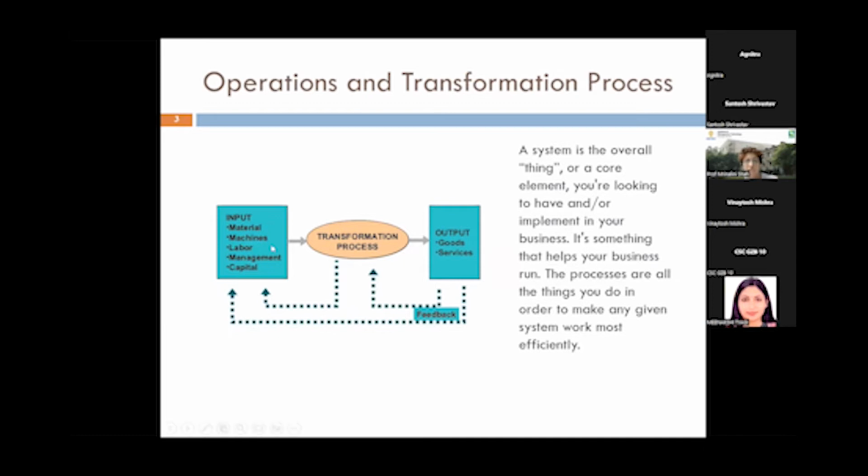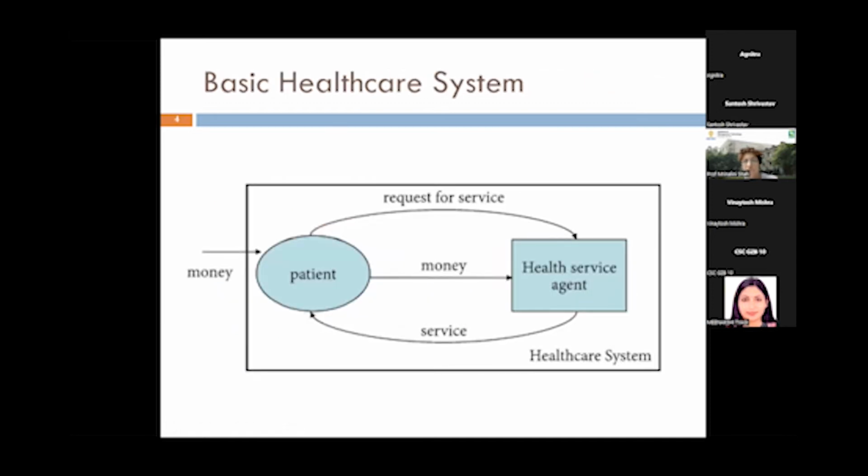This is from the transformation process. Now we have made it a little more complex. There is a patient, there is a health service agent, there is money, services are getting delivered, and requests for services are there. Money is coming from outside also, in terms of government funds and other financing mechanisms, not only out-of-pocket spend. This forms the healthcare system. Is this healthcare system this complex? No. So my question again: is complexity good or bad? Anyone? Is complexity good or bad?